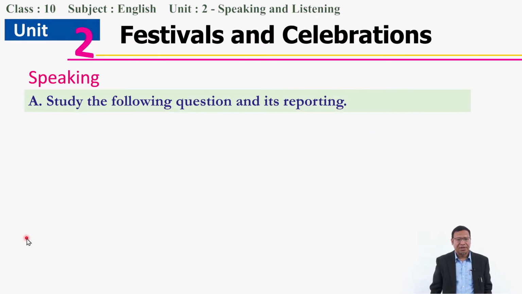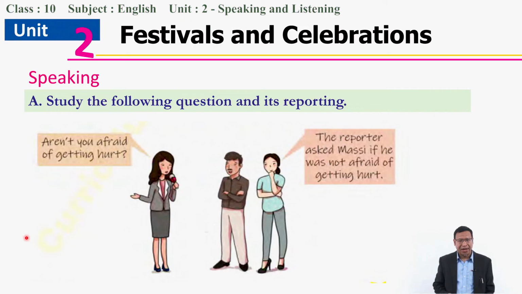All right, study the following questions and its reporting. So can you look at a book? All right. So we will start with this particular example. Now you can see three people here. There is a reporter, right? And there is a man, and the reporter is asking something. And there is another person who has heard their conversation and she's going to report. Okay, let's see what she says.